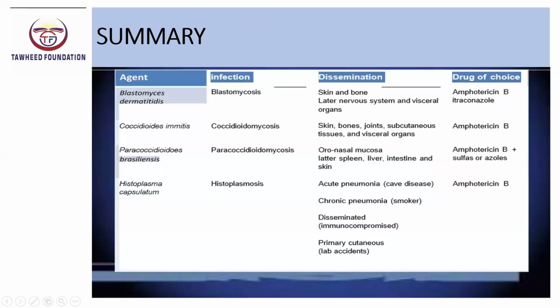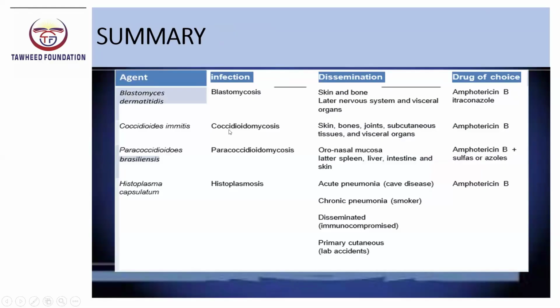Summary: Blastomycosis, a dermatitis, is an infection caused by Blastomyces. Dissemination is to skin and bone, later the nervous system and visceral organs. Drugs of choice include amphotericin B and itraconazole.